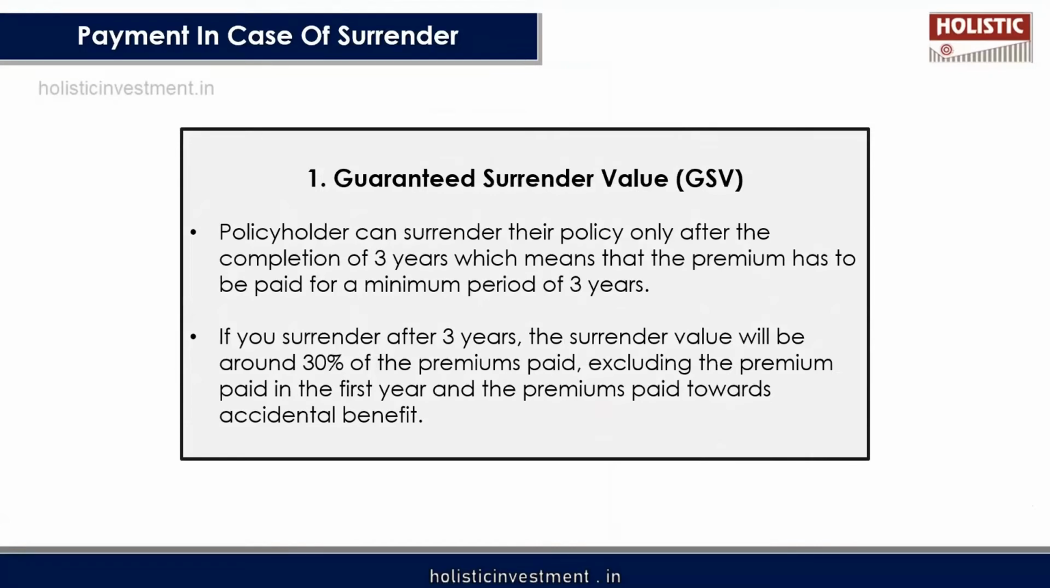Under the guaranteed surrender value, the policyholder can surrender their policy only after completion of 3 years, which means that the premium has to be paid for a minimum period of 3 years. If you surrender after 3 years, the surrender value will be around 30% of the premium paid, excluding the premium paid in the first year and the premium paid towards accidental benefit. So the later the policy is surrendered, the higher will be the LIC surrender value.